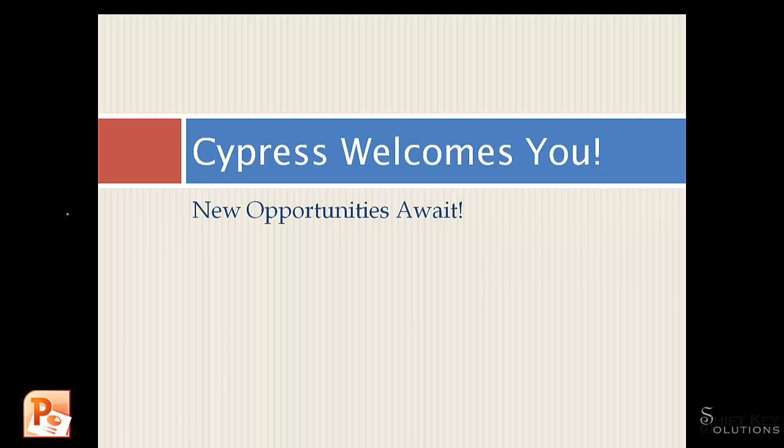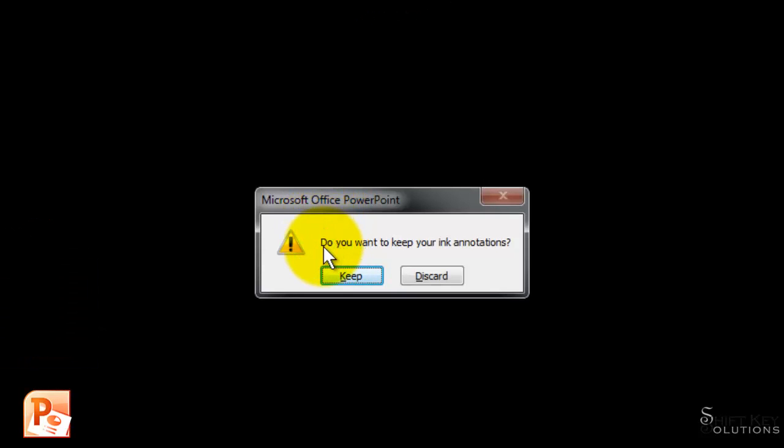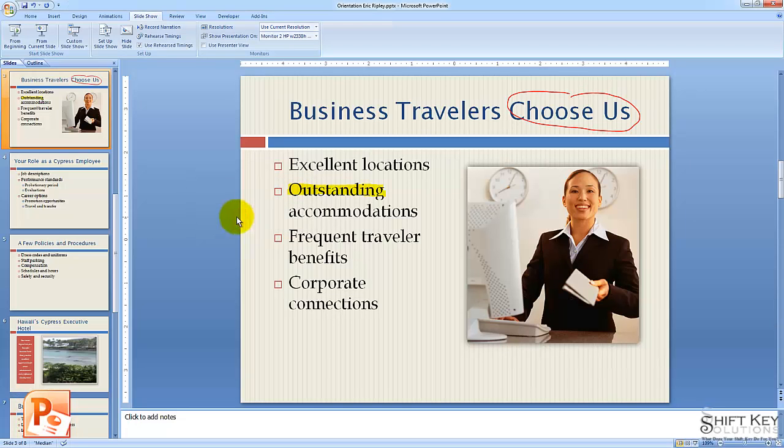And when I get to the last slide, I'll press my space bar again, and it takes me to a blank screen. Now I'll press my space bar one more time, and I get a dialog box that appears asking me, do you want to keep your ink annotations? I'm going to click Keep, and it keeps those annotations for my slide.